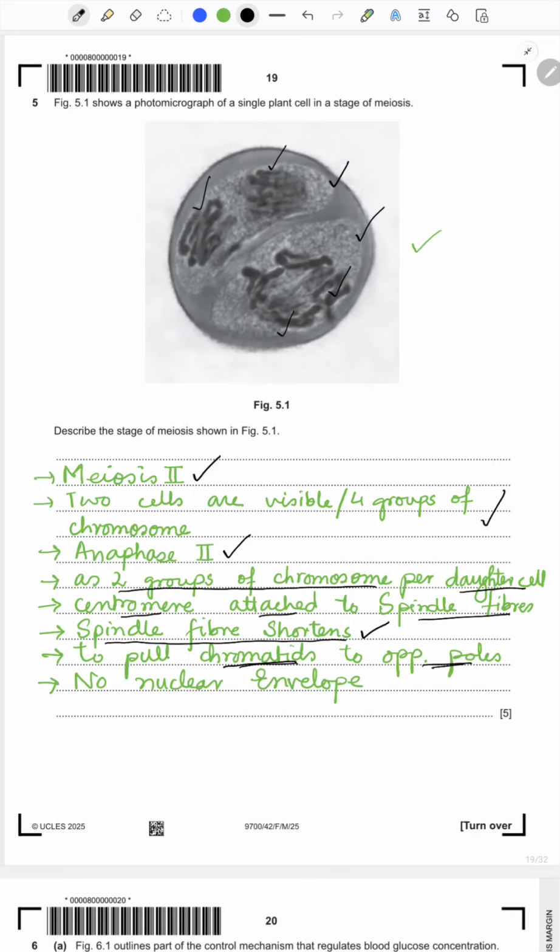Another important point that you can mention here is no nuclear envelope, which cannot be there in the metaphase and anaphase. So for 5 marks, you are supposed to write at least 5 points among these 8 points that we have written over here.